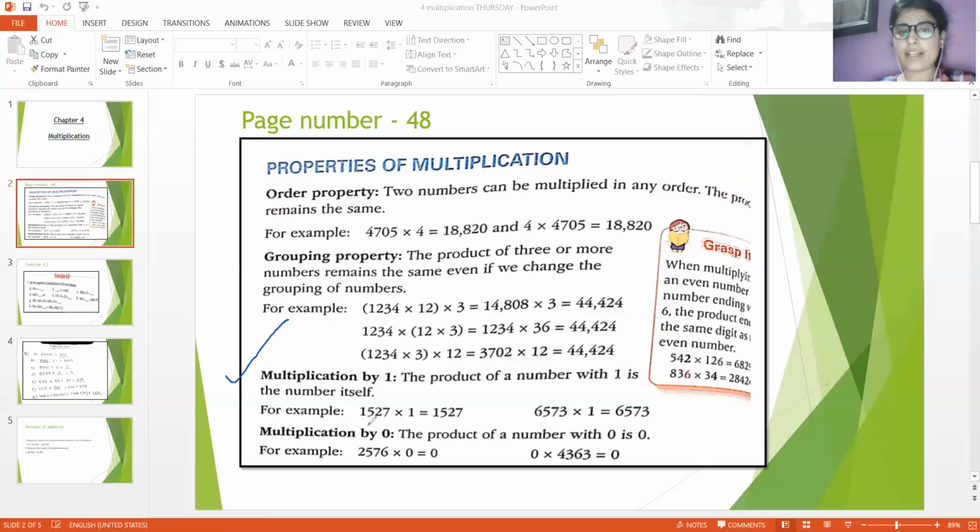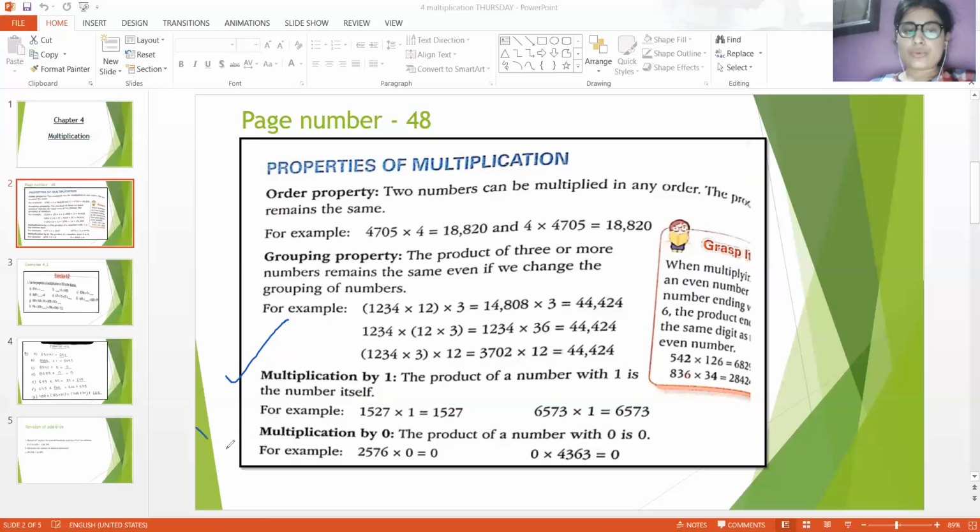For example, here I am multiplying 1527 with 1. Then the answer will be 1527. Here I am multiplying 6573 with 1. Then the answer will be 6573.